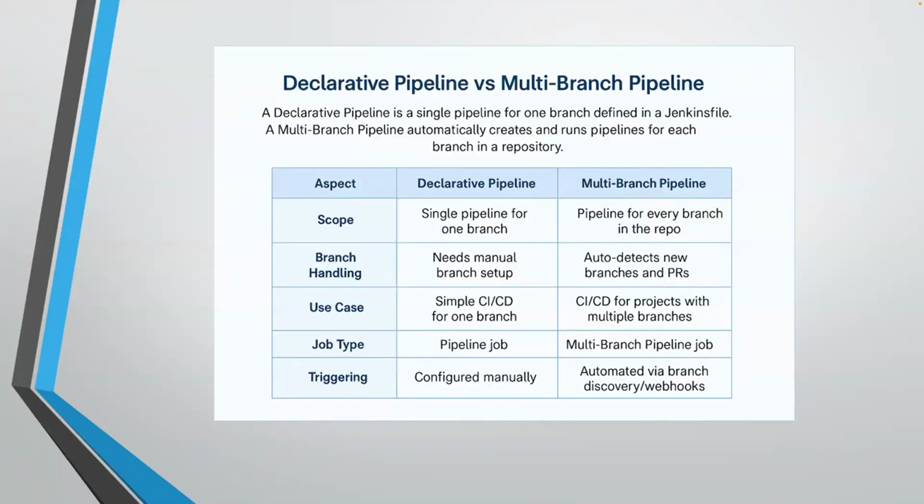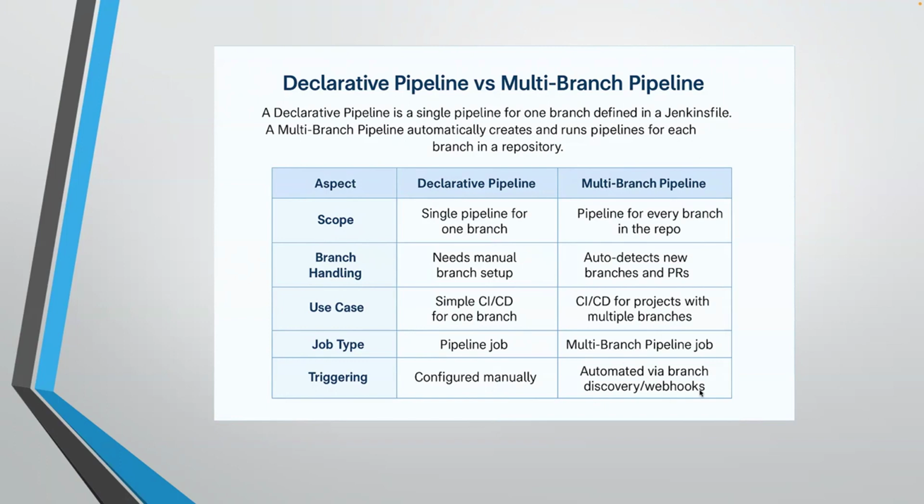Now let's quickly compare multi-branch pipeline with declarative pipeline. I know we briefly talked about it. The major disadvantage of declarative pipeline is that you are creating a pipeline for a branch, right? So you'll have to manually create a pipeline for each and every branch in your repository. Whereas in multi-branch, everything is automatically created. That's the beauty of it. So this is configured manually, whereas the other is completely automated.